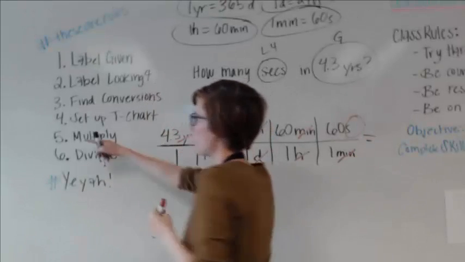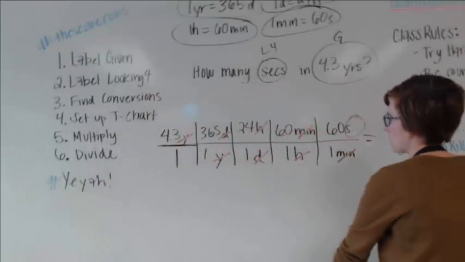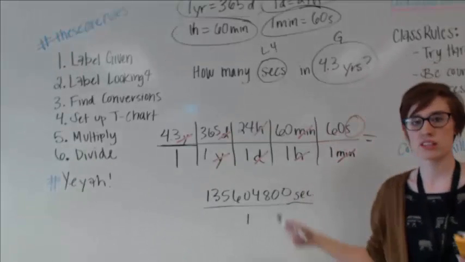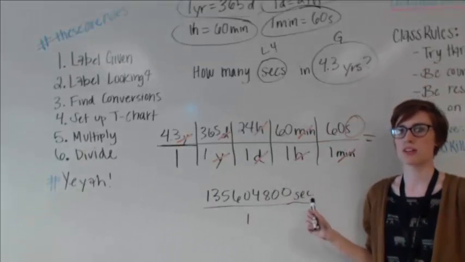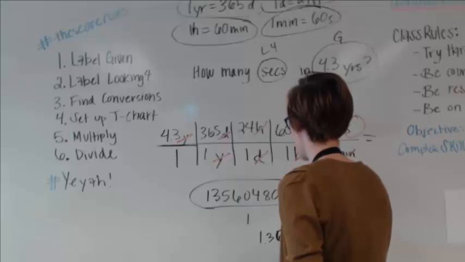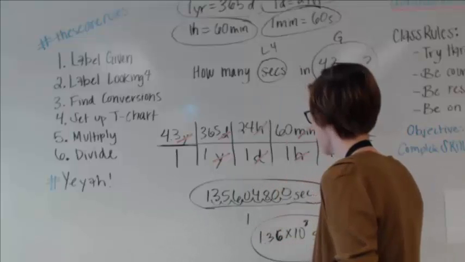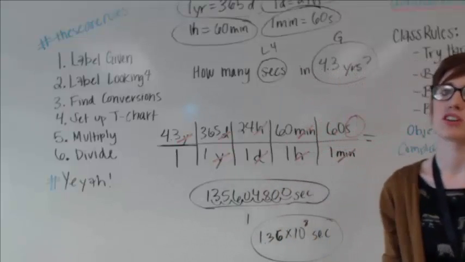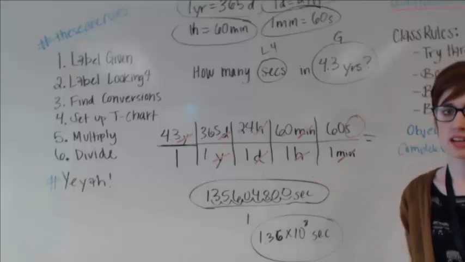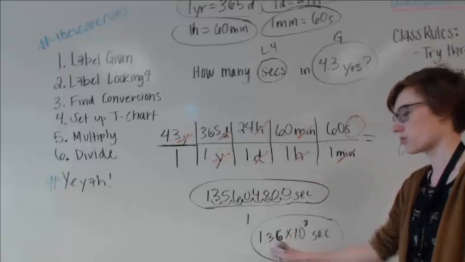So let's do steps 5 and 6. Let's multiply and divide. Okay, so you get this insanely long, obnoxious number, 3.6 times 10 to the power, and that is a much nicer number to look at on your page. So I just put it into scientific notation and rounded to 3.6.